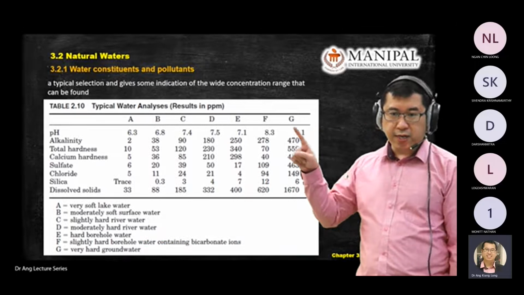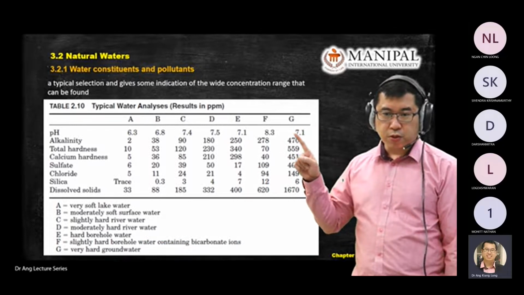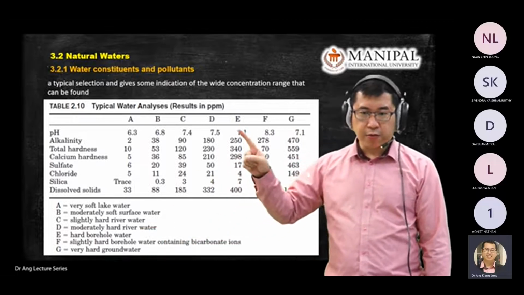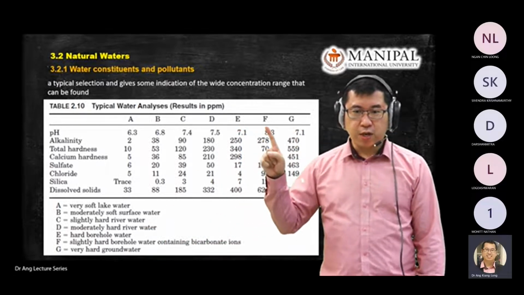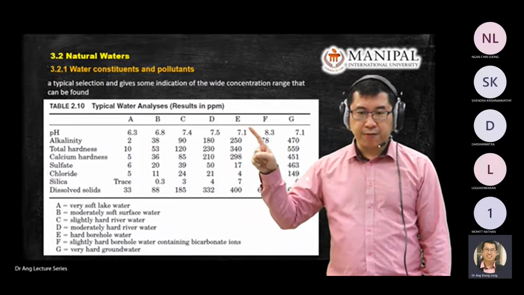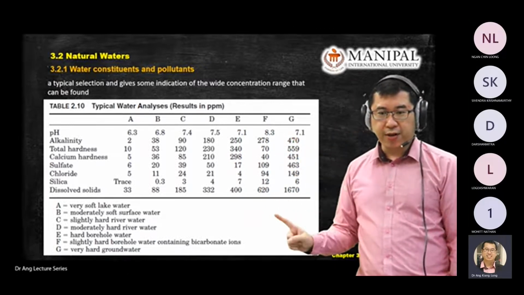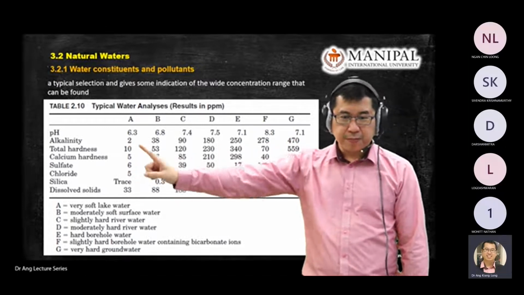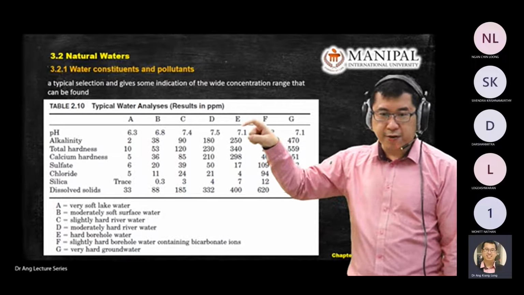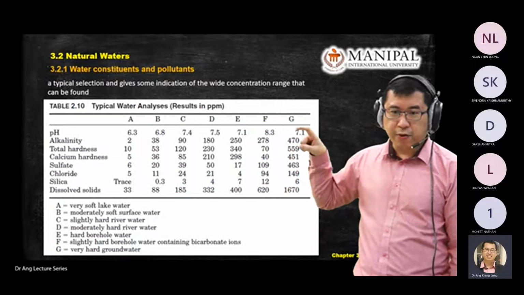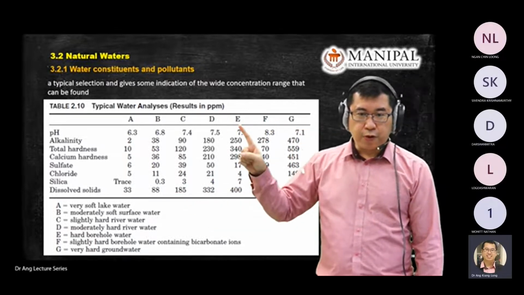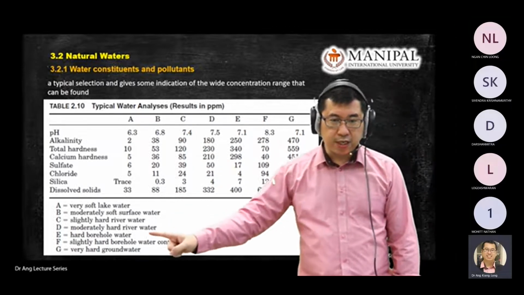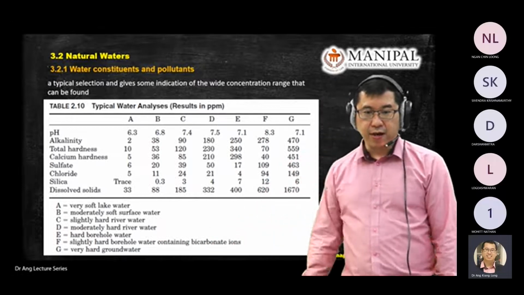Then when you get 7.1 pH also, it can fall under very hard groundwater. You have two repeated values here. So once you have a repeated value, what do you do? You check for other profile. For example, if you get 7.1 pH in the result, it falls under two categories, right? It falls under E and G. So what is E? Hard borehole and very hard groundwater.